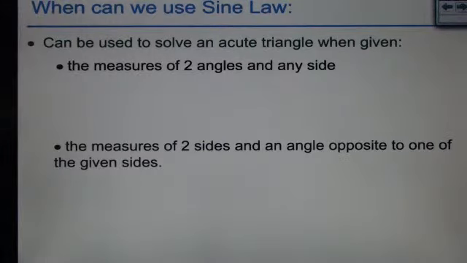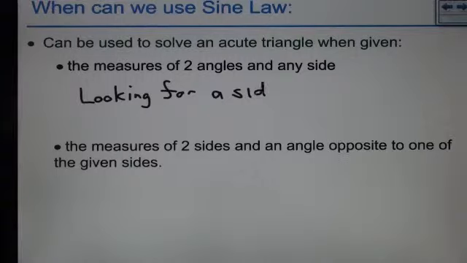Okay, when can we use the sine law? The sine law can be used to solve an acute triangle when given the measures of two angles and any side. So in this one, we would generally be looking for one other side. Or if you're given two sides and an angle opposite to one of the sides, in this one we would be looking for an angle.